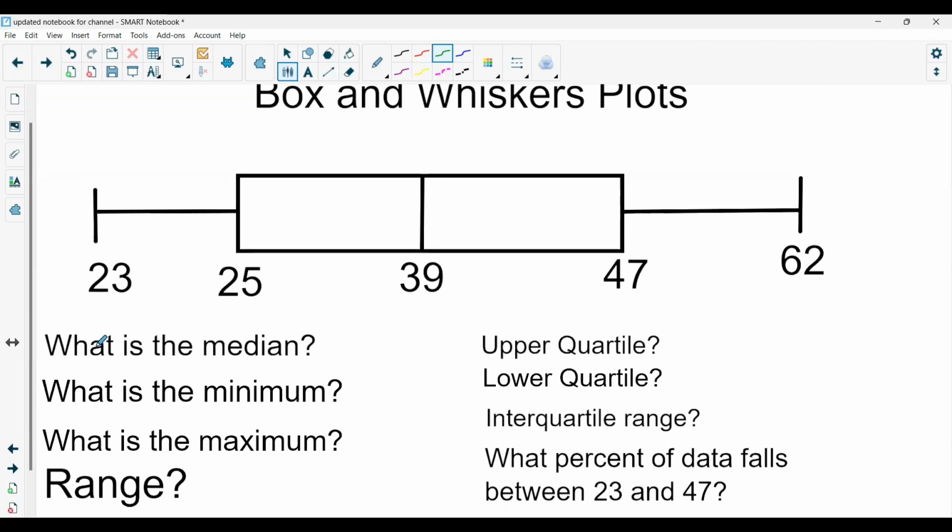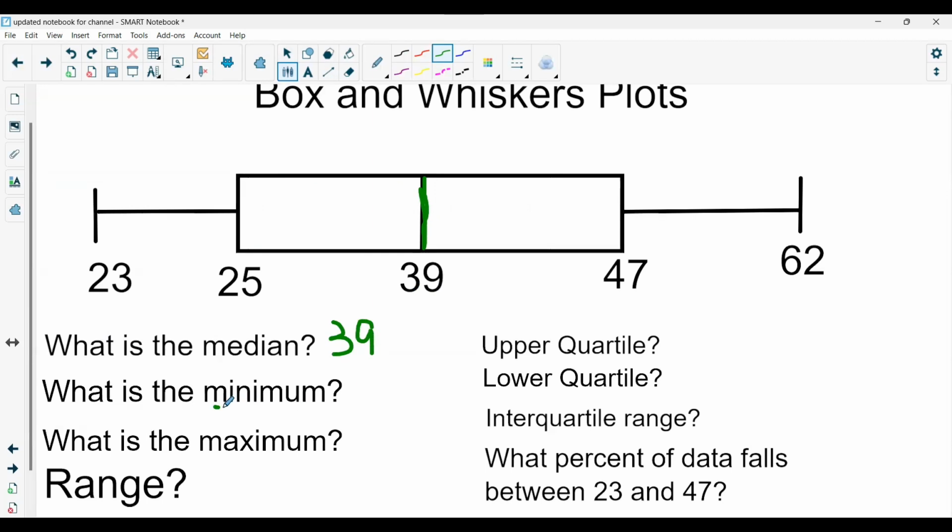All right, so first it asks us for the median. The median is wherever the line is in the middle right here. And remember, that line could have been right here and had a number 39 right here. It could have been right here. Wherever the line is inside your box is going to be your median. Okay, no matter where it's at inside the box. So our median is 39. If you got that right, great job.